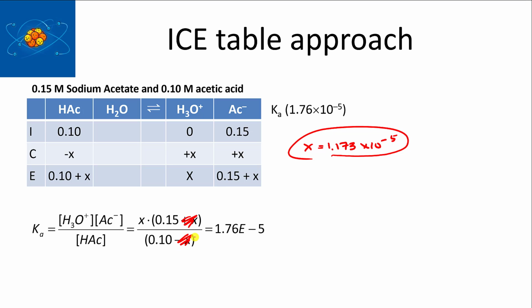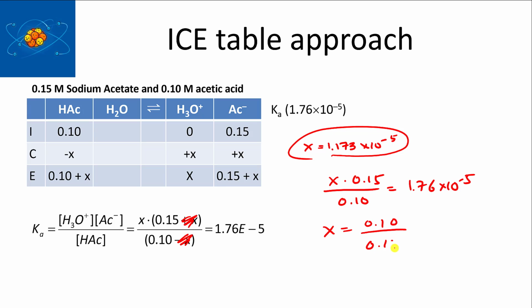And so a lot of times we just cross this out and say x is small and we solve it. When we put it through the solver, we get a value of 1.173, but what happens if we just solve this equation? So now I have x times 0.15 over 0.10 equals 1.76 times 10 to the minus fifth, right? And then I'm going to rearrange it so x is equal to 0.10 divided by 0.15 times 1.76 times 10 to the minus fifth.